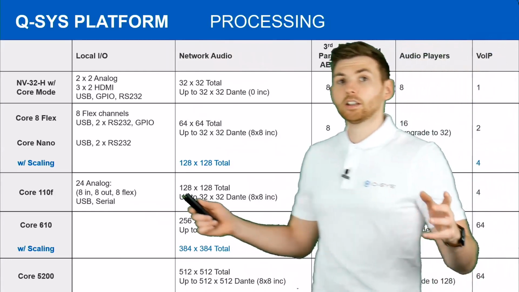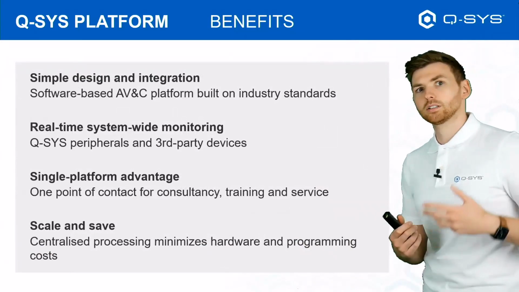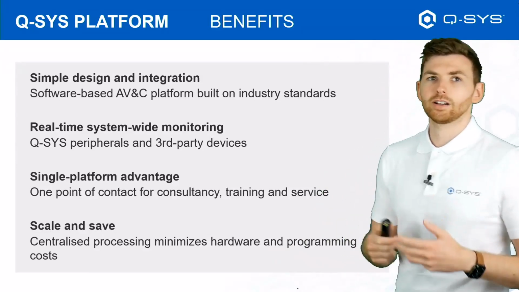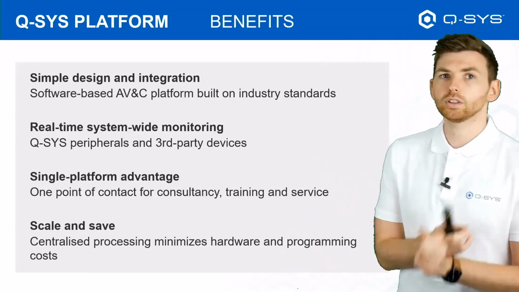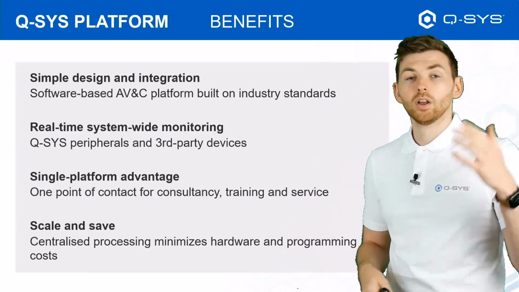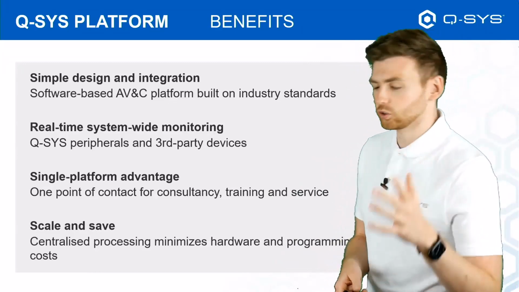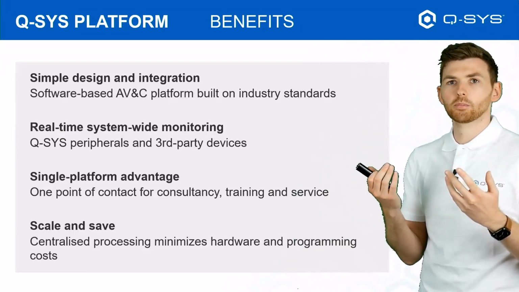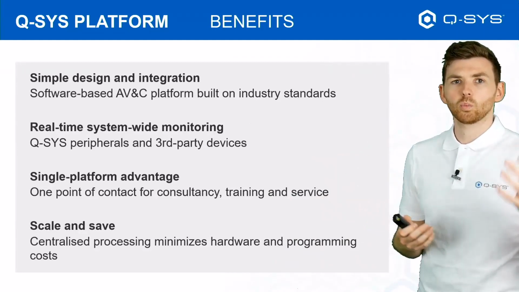So guys, that's been Q-SYS Architect training. Hopefully you've seen the benefits of Q-SYS. Of course, really simple to design, simple to integrate. It's all software based as much as possible to make installation really, really easy. You've got, of course, real-time system-wide monitoring built in with Q-SYS peripherals, with third-party devices. It's a single platform rather than lots of things kind of cobbled together. So single point of contact for consultancy, for training, for service on the whole platform, audio, video, control. And as you've seen, it's very, very scalable. So as we scale up, we don't need to rethink our approach. We don't need to use some different product range. We just go bigger and need to think about limitations where it makes sense.